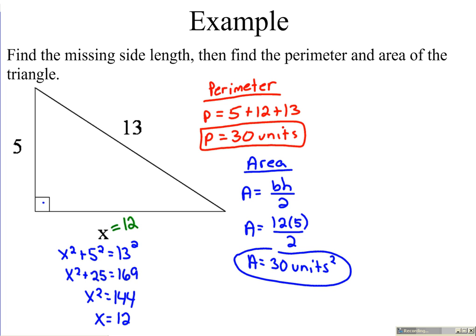Remember, area measures are always in square units. So if you have units, it'll be centimeters squared, inches squared, feet squared, something like that. If it's perimeter, it's just whatever the units are, centimeters, inches, feet, whatever it is, because we're simply just adding three sides up.